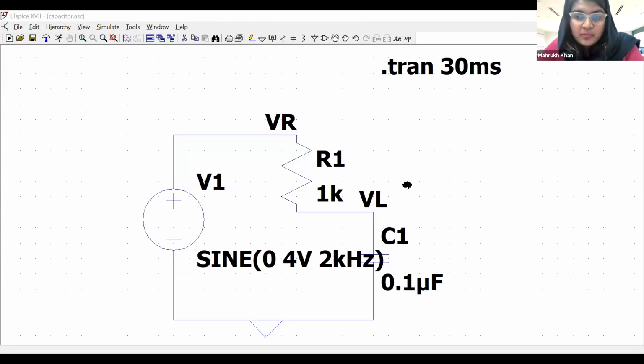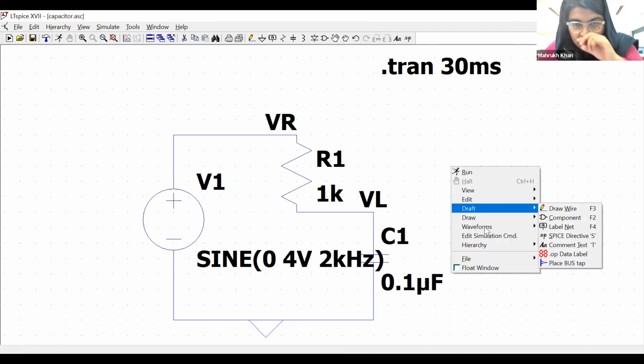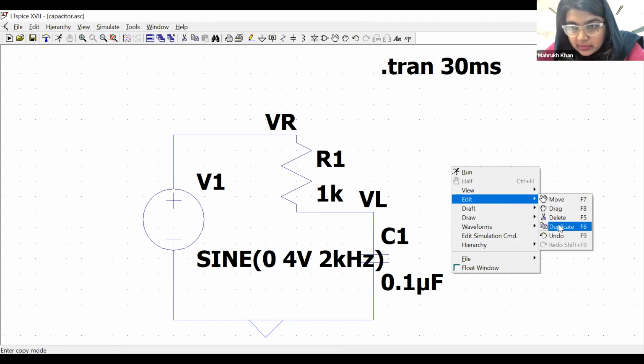Okay, let's share LTSpice and then we will make more sense about that. No, this is not LTSpice. Okay, so this is my LTSpice. This is an old circuit, but I want to make it such that it should act like a high pass filter. So I want to switch their positions. So let me do that.